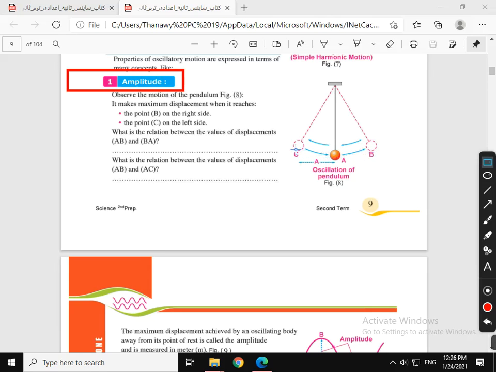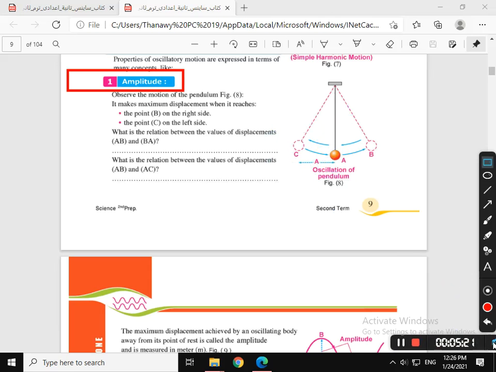So what is the relation between the values of displacement AB and BC? Yes, they are equal to each other. The displacement AB equals BA equals AC equals CA. Each of them is called amplitude.